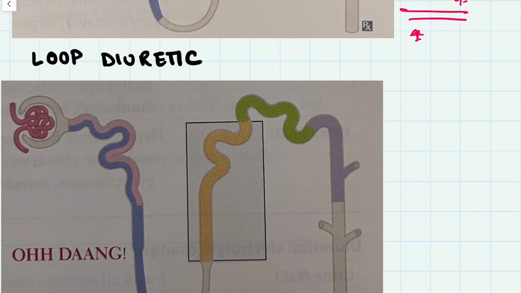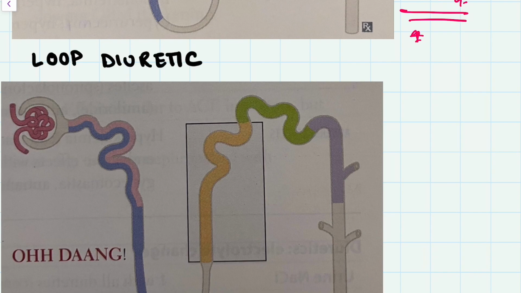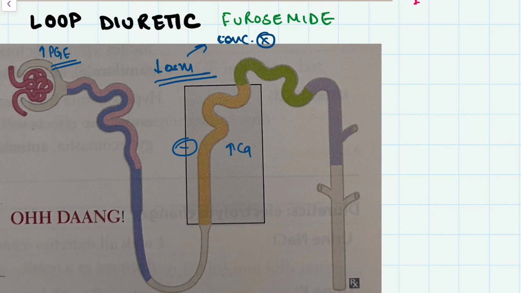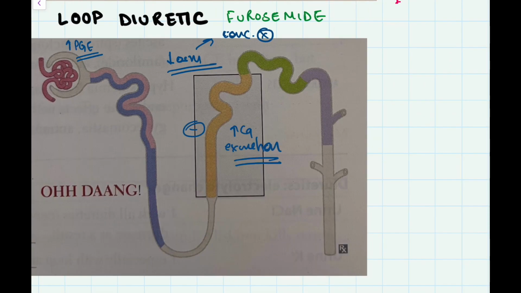The next drug is a loop diuretic, and the example is furosemide, that is Lasix. Other examples are bumetanide and torsemide. So what it does is that it inhibits the sodium potassium 2 chloride channel, and it decreases the osmolarity of the medulla, due to which the urine is not concentrated, right? It is also associated with increasing prostaglandin mediated vasodilatory action on the afferent arteriole, and it also increases the calcium excretion, right? We already know that it causes hypercalciuria.